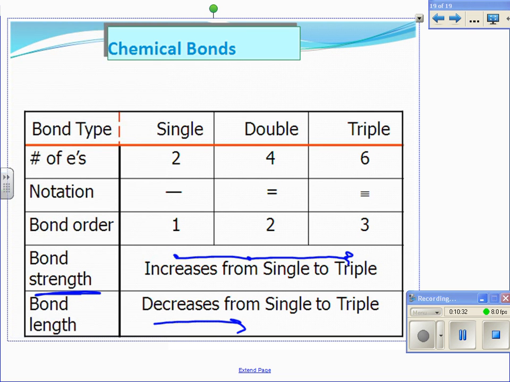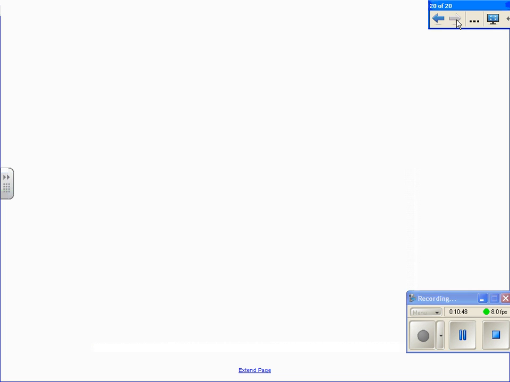Then you go to a double bond, which is a little bit shorter, and a triple bond, which is even shorter. So the relationship between bond length and number of bonds is an inverse relationship. So as the number of bonds increases, the bond gets shorter.